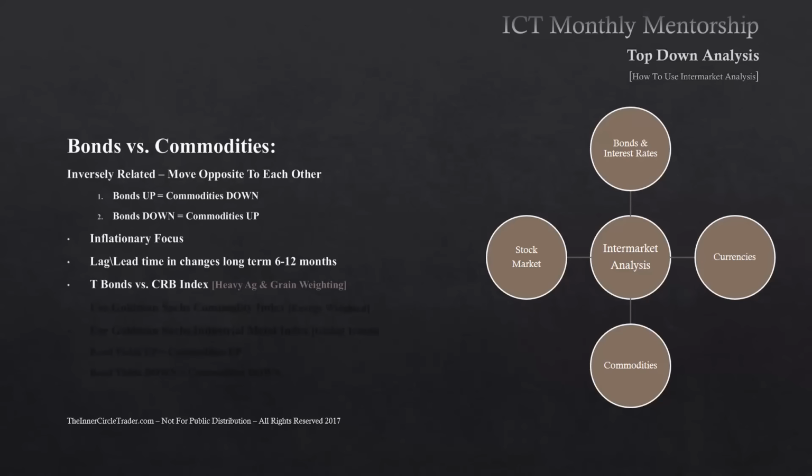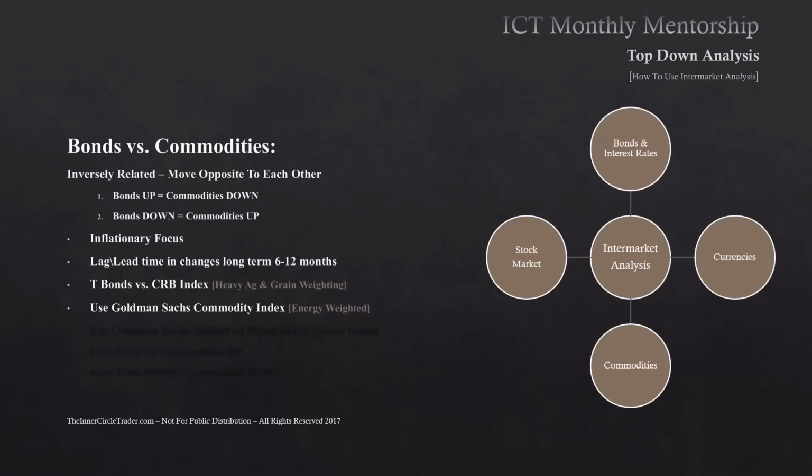Now, Treasury bonds or T-bonds versus the CRB index is what you'll be using to measure the relationship between the two. But the CRB index, let me add this to your notes, it's very heavily weighted with the agricultural and grain markets. So when we look at the CRB index, it's very, very heavy on soybean prices, wheat prices, corn prices, cattle prices, hog prices. Okay, so you have to keep that in mind when you're looking at the CRB index.